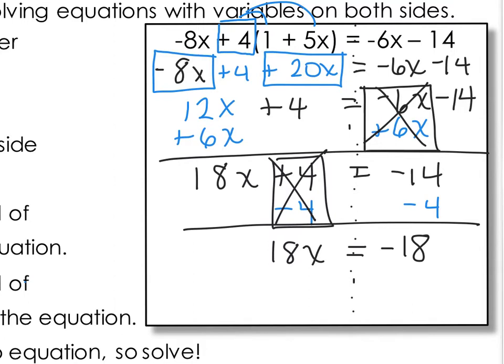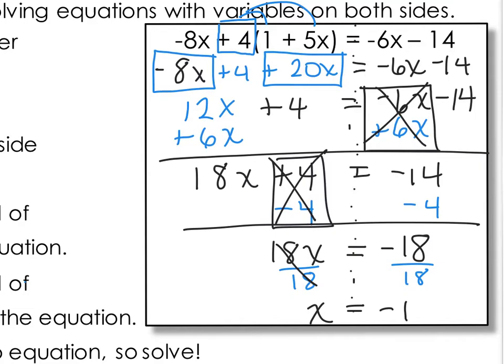This is working out nicely. 18 times x, so I need to divide by, that is a +18, not a -18, on both sides. And my 18 divided by 18 leaves me with 1x equals -1.